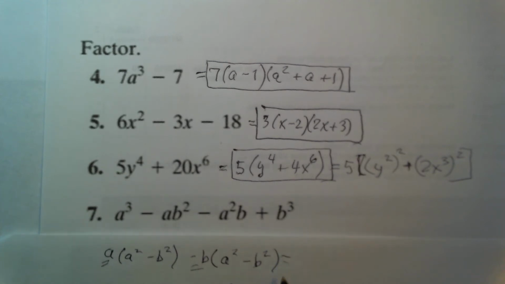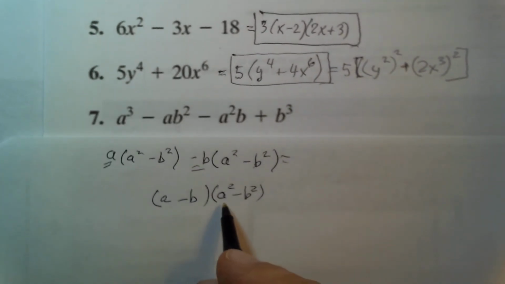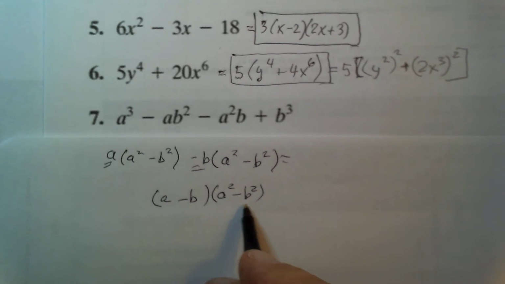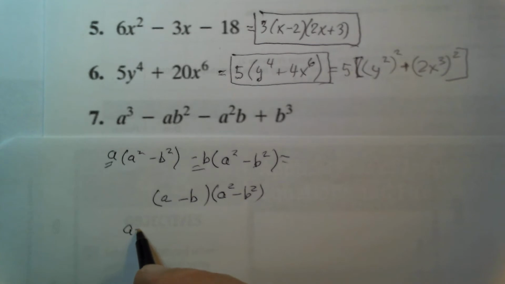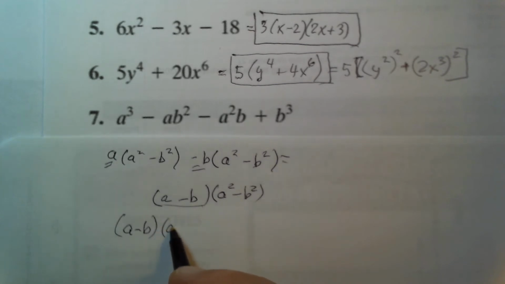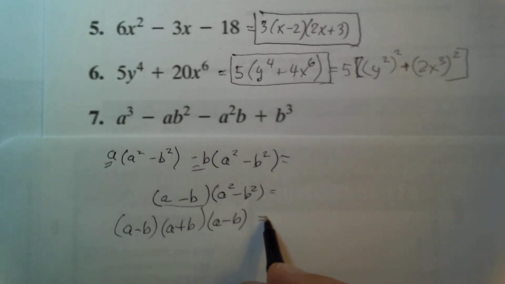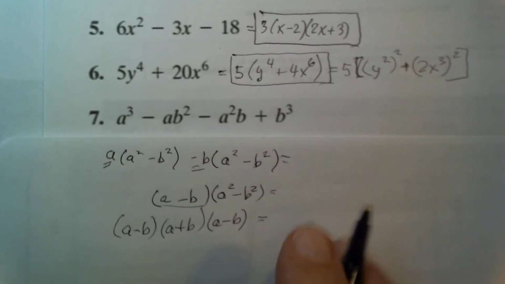So that's the factorization. But now, if you look at this expression here, you see that we have an a squared minus b squared, the difference of two squares. So that would be a minus b. That's this one here. And we're going to write a squared minus b squared as a plus b times a minus b. So all these expressions are equivalent.